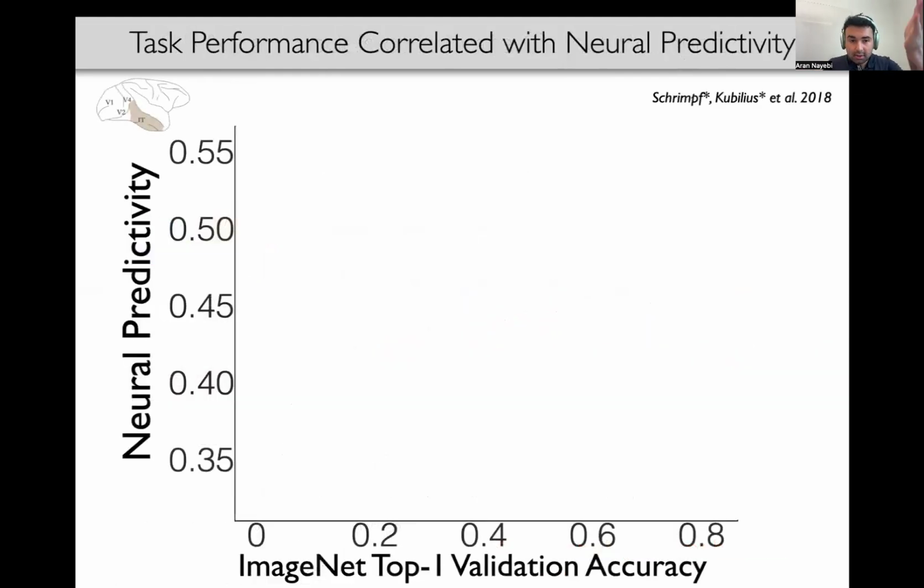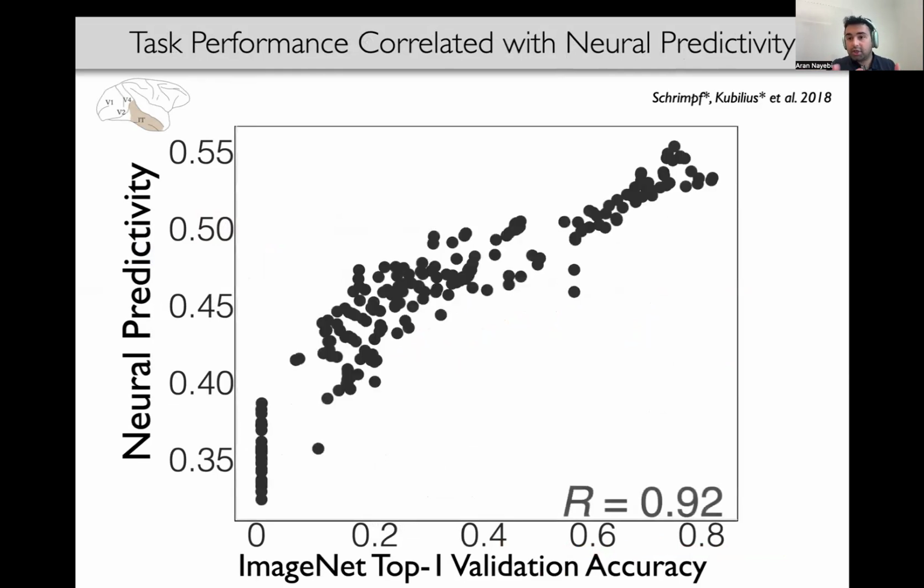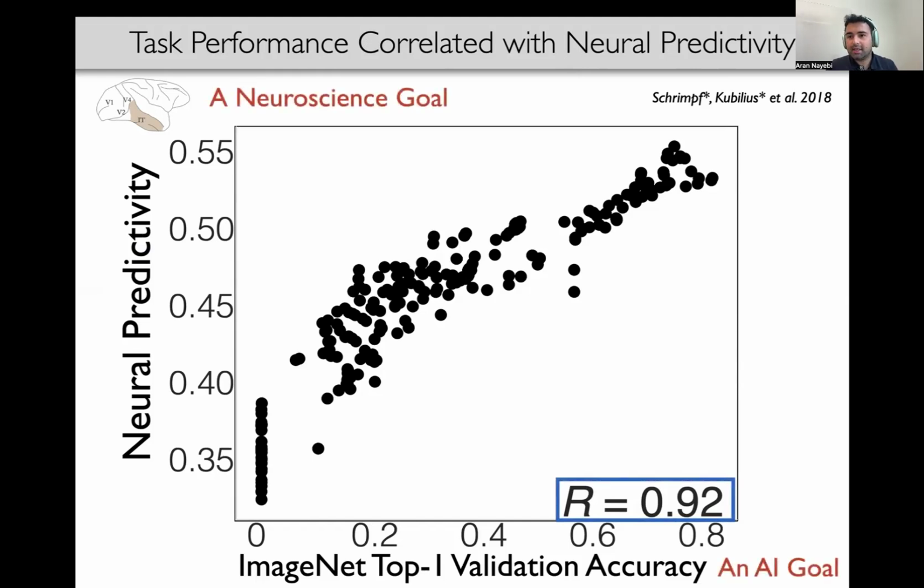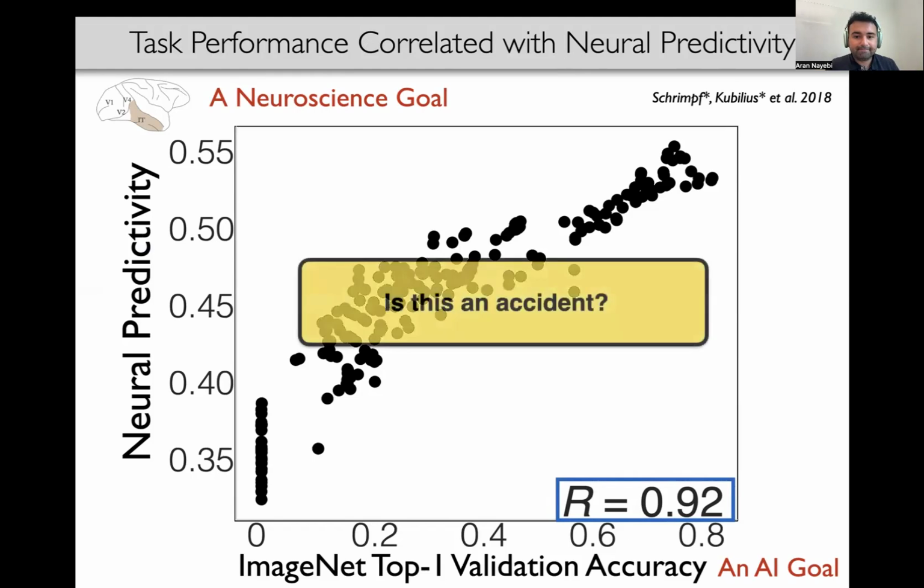So if we take this linear regression neural predictivity to IT on the y-axis, and on the x-axis report the ImageNet top-one validation accuracy of each model, where each dot here is an individual CNN, what we see is that there's a strong relationship between these two measures. In particular, what we see is an alignment between a neuroscience goal, namely predicting variability in neural response patterns, and an AI goal, performing this object categorization task well.